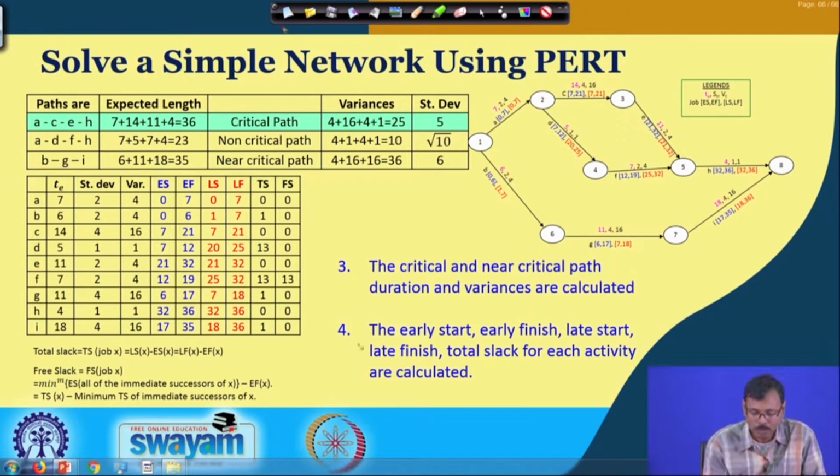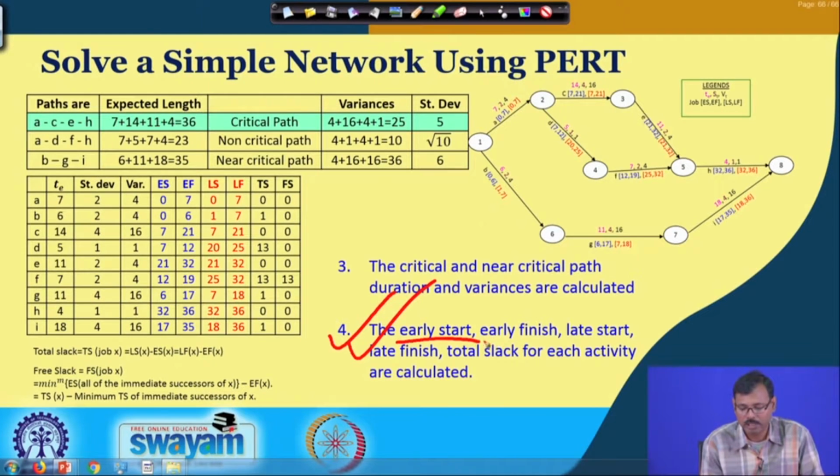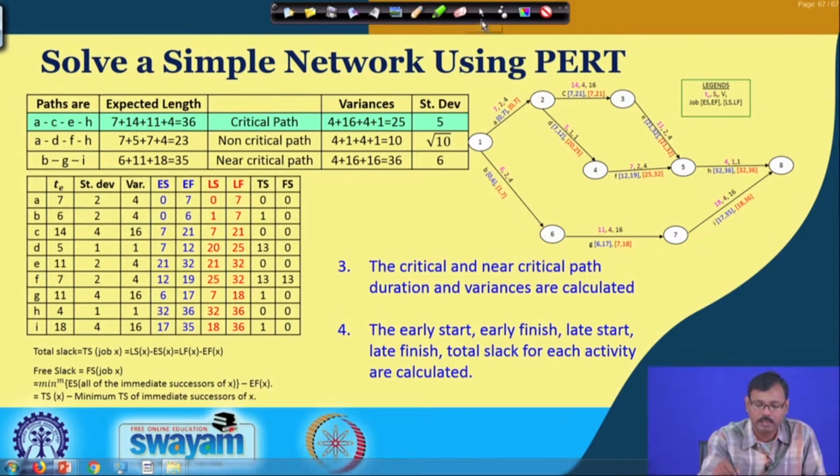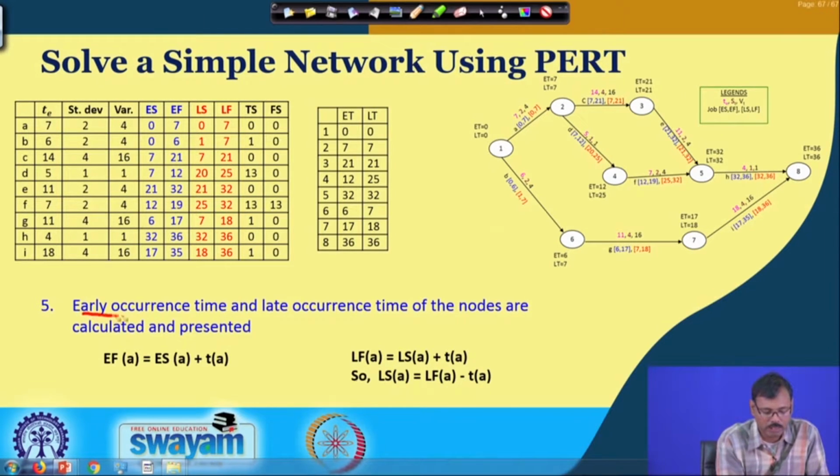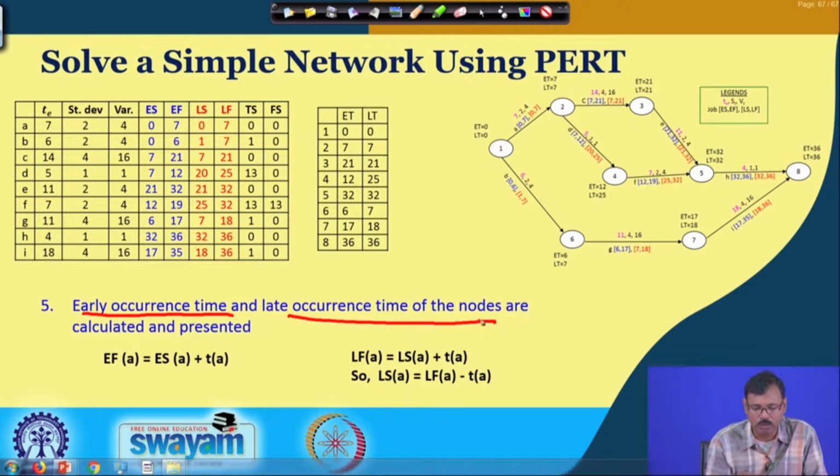So, our fourth requirement here, the computation of early start, early finish, late start, late finish, total slack and also free slack for each activity, is calculated and presented. Now, our next job is to find out the early occurrence time and late occurrence time of the nodes.